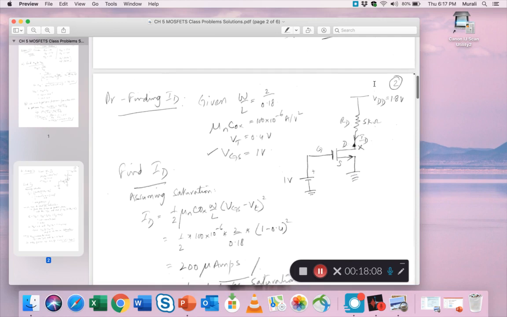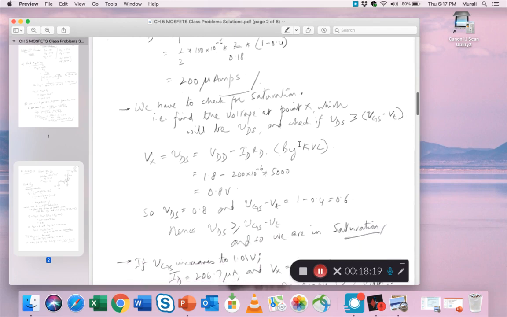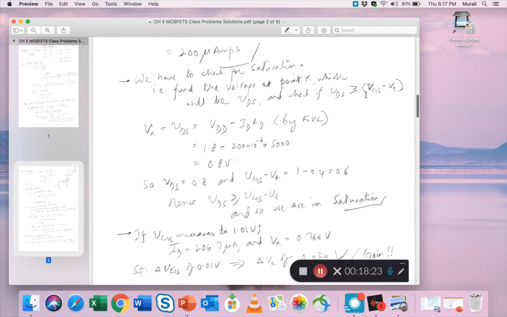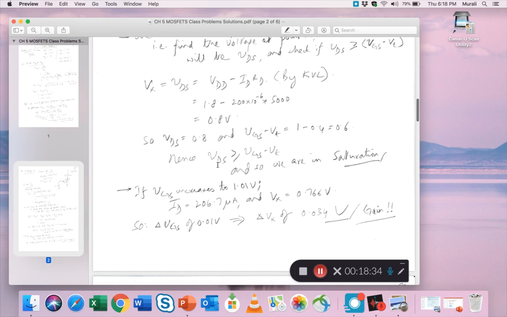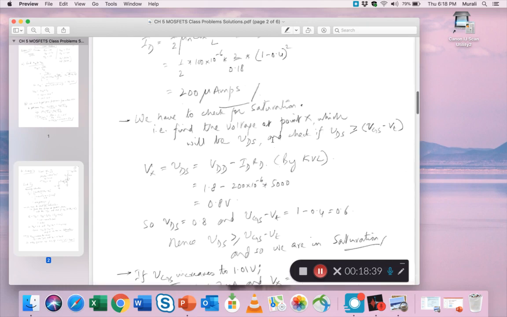Now remember, here we call this voltage VDD, the battery. In BJTs we call that VCC, remember, collector. Here it's the drain, so we call it VDD. So we came up with Vx or VDS to be 0.8. Is 0.8 greater than VGS minus VT? Yes, because VGS minus VT is 1 minus 0.4, which is 0.6. Hence, we say that VDS, the device, is in saturation. So that is one part.